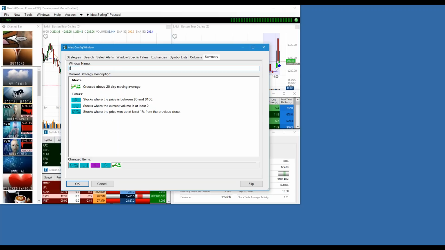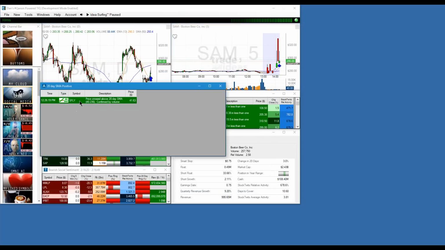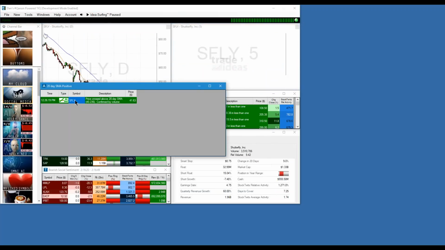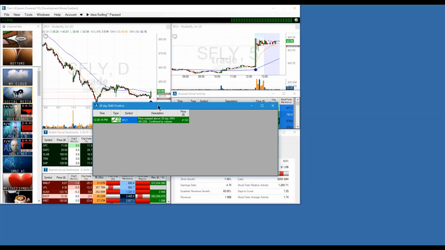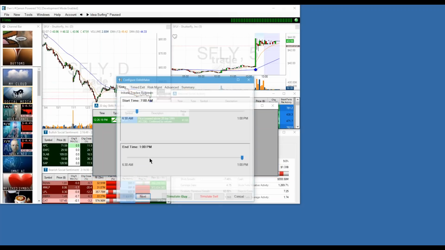So here you have the 20-day SMA, positive. I'm going to hit OK. Here is what it looked like today. See that move right there? But the question is, that's happened before. It happened here, a couple of times here and here. The question is, is this good as a day trade or a swing trade? And this is what we let you find out very quickly.